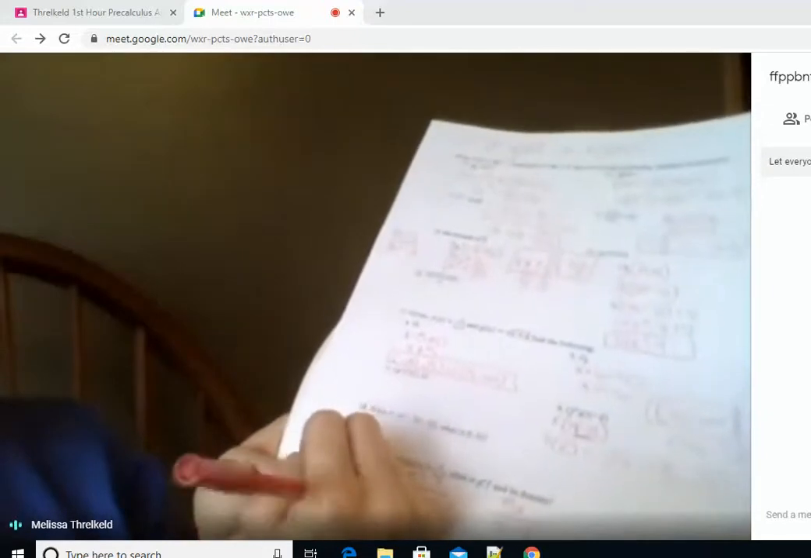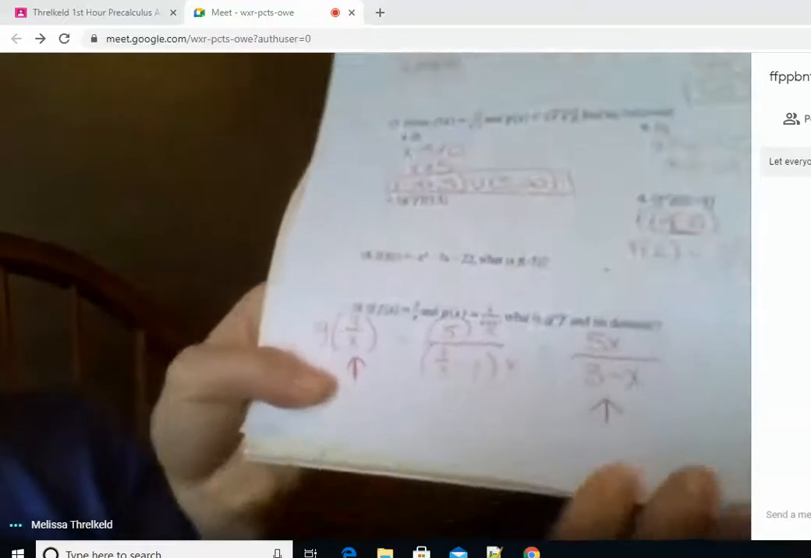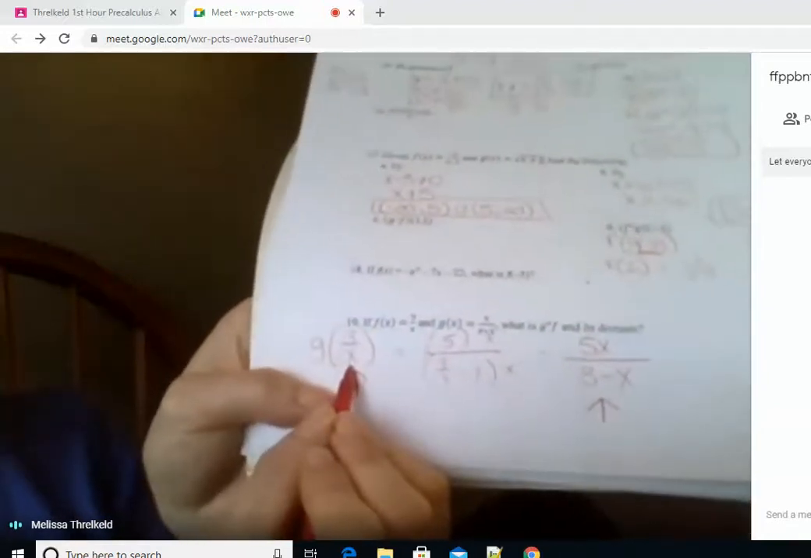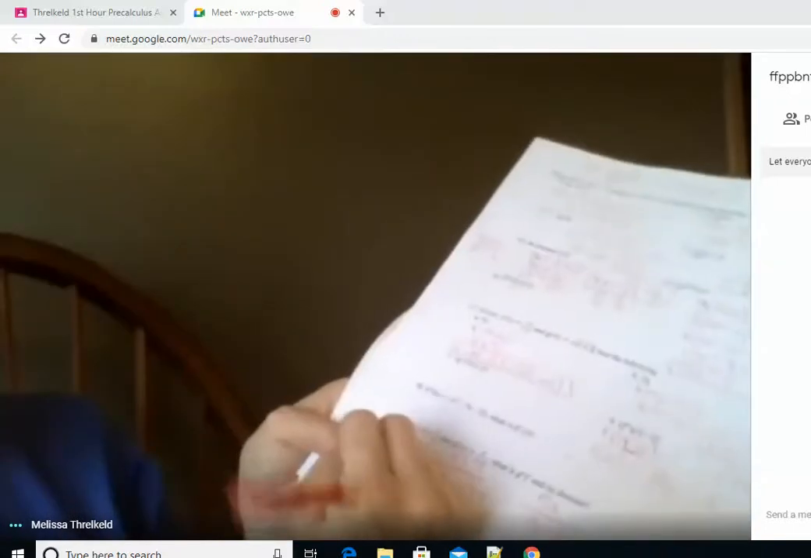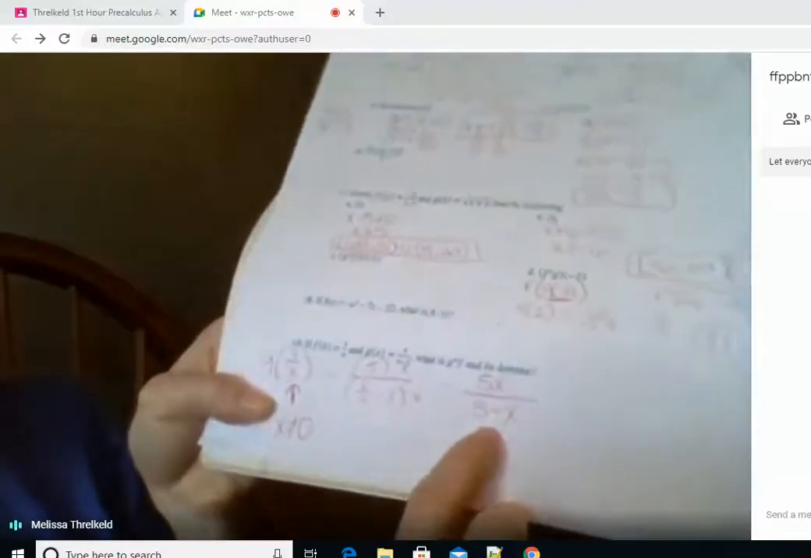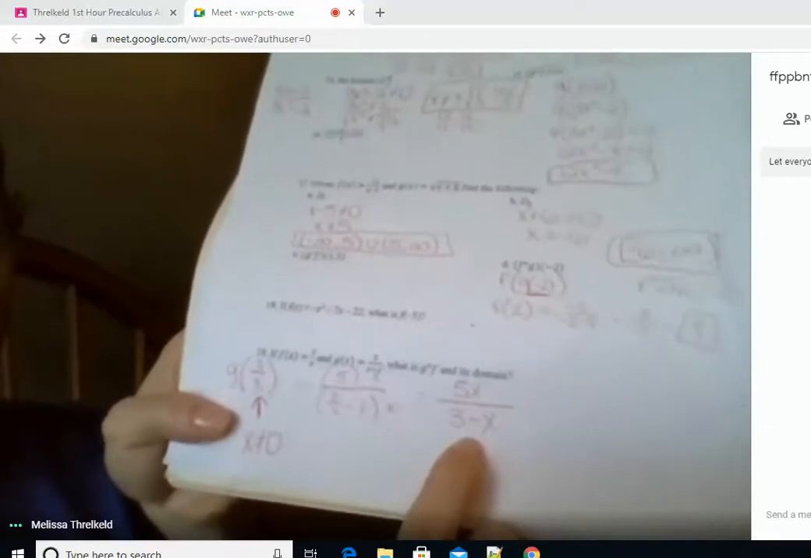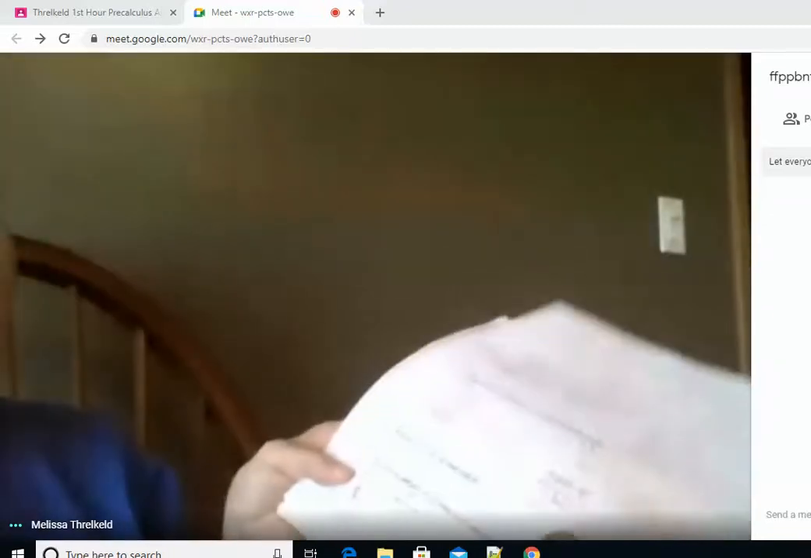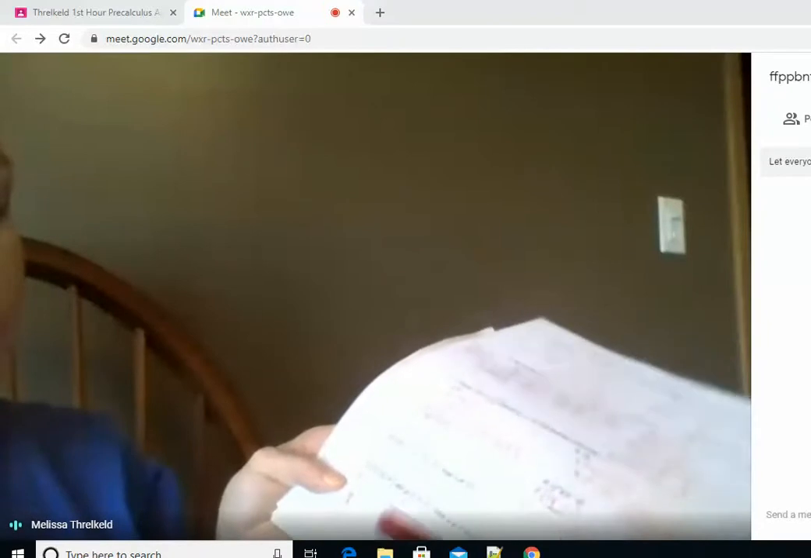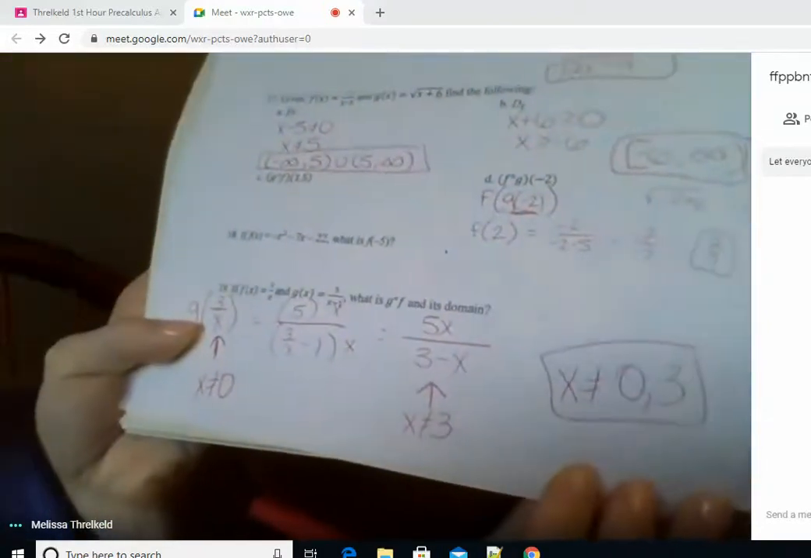When I ask for the domain of a composition, you have to look two places. You look at the original and your final answer. If I'm looking at my original, it's a fraction, so x cannot be 0. If I'm looking at the final, it's a fraction, so x can't be 3. So put those together, x cannot be 0 or 3. And since it's more than one value, you can just leave it as that.